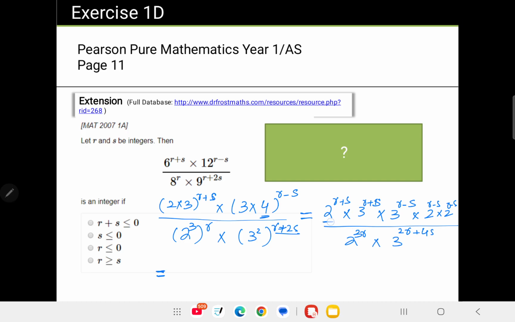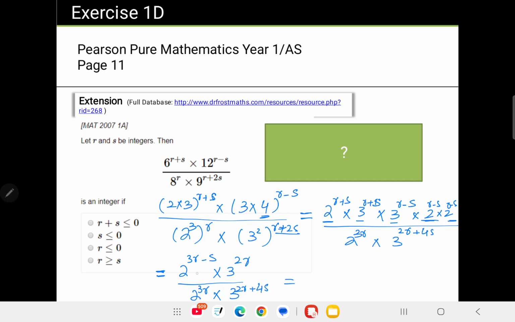So further, if you look at the like terms, the bases are the same and we are multiplying, so we need to add the powers. So r plus r plus r is 3r, 2 to the power 3r. Then s minus s minus s, so minus 2s plus s is actually minus s. So 2 to the power 3r minus s, and for the 3s, it will be 3 to the power 2r, and s minus s will be 0. So in the denominator you have 2 to the power 3r times 3 to the power 2r plus 4s.